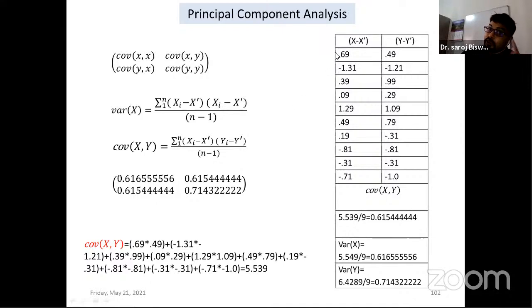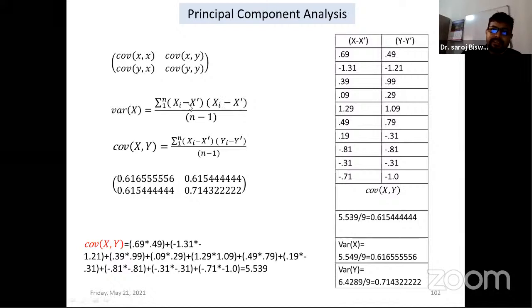0.69 into, for the first observation, when i equals 1. Sorry, i equals 1. Right? i ranges from 1 to n, where n equals 10. So when i equals 1, it represents the first observation here, this one. It's talking about the subtraction from the mean of which one? The first observation of x. So that is 0.69. This is 0.69 into again 0.69.